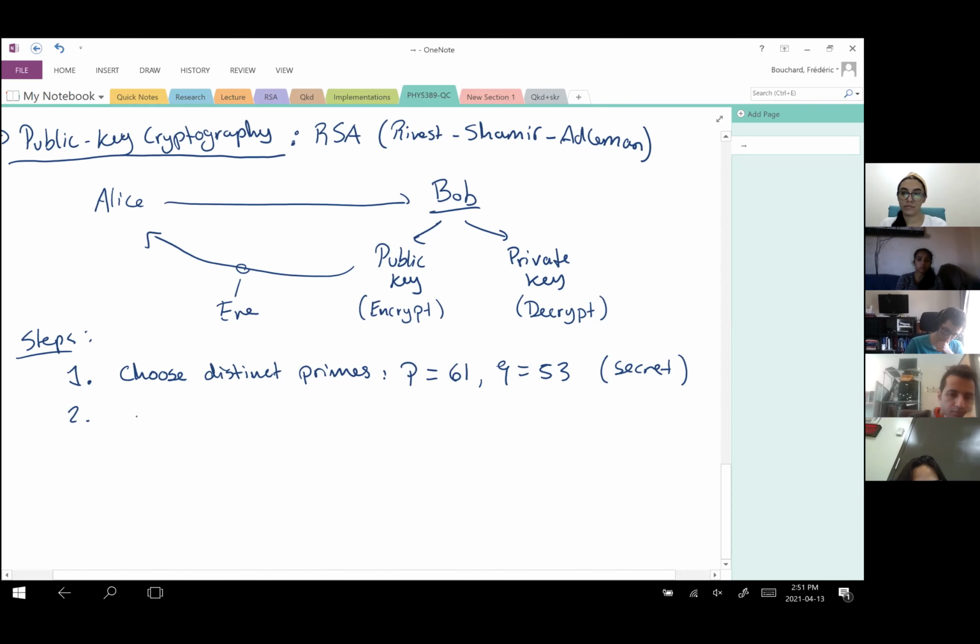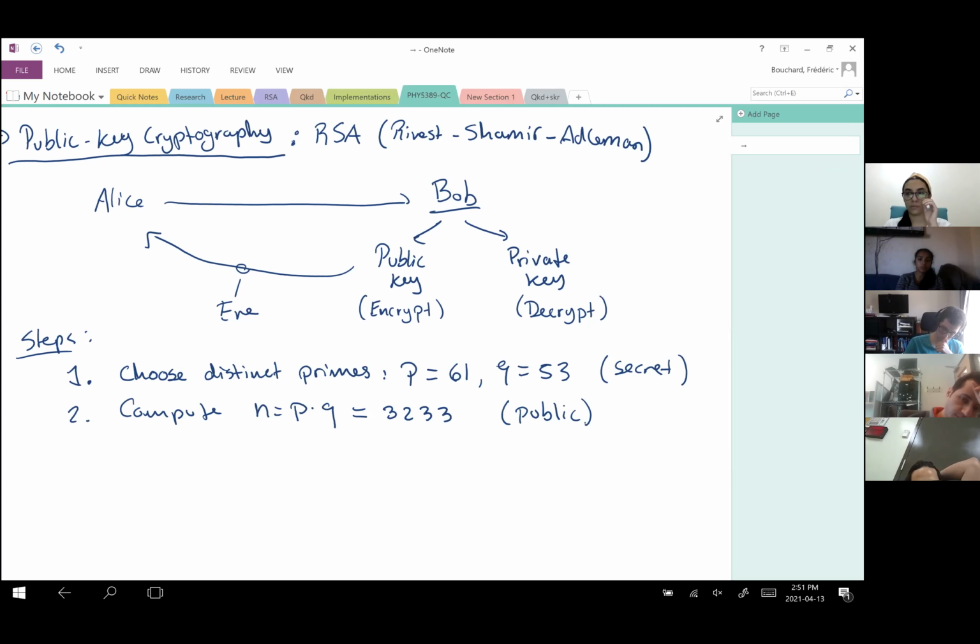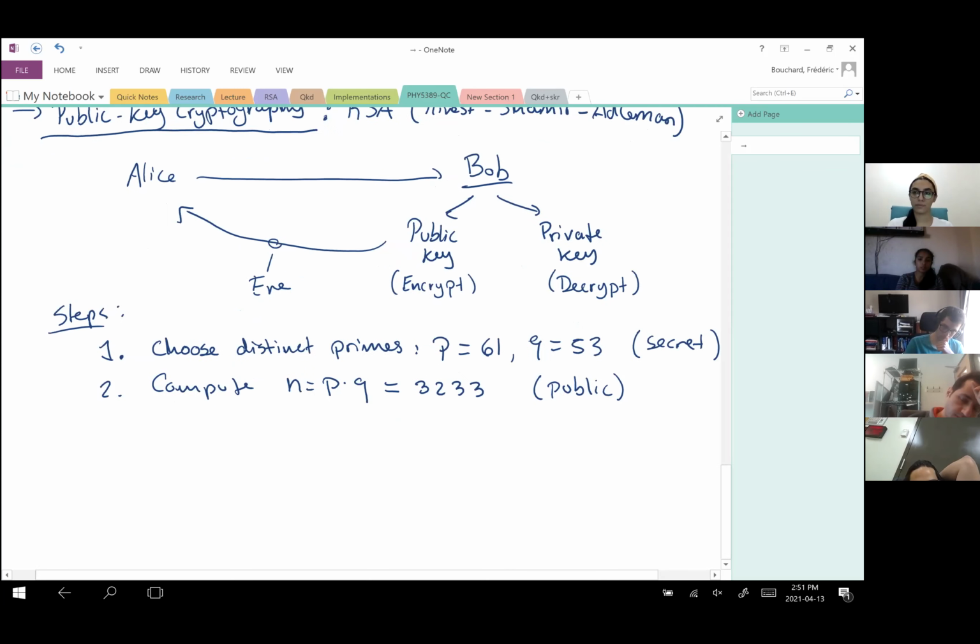So second step, you compute their product. So n, just P times Q. And then this is equal to that. N is public. So this will be part of the public key. So you'll say what n is, but not P and Q. Eve will try to guess P and Q from n, but that won't be easy, as we'll see.